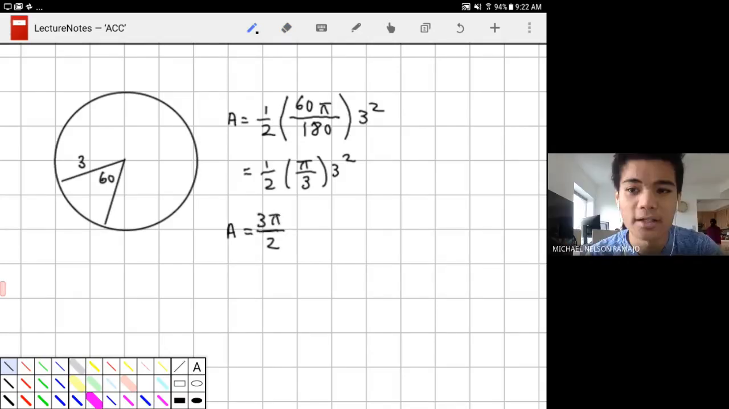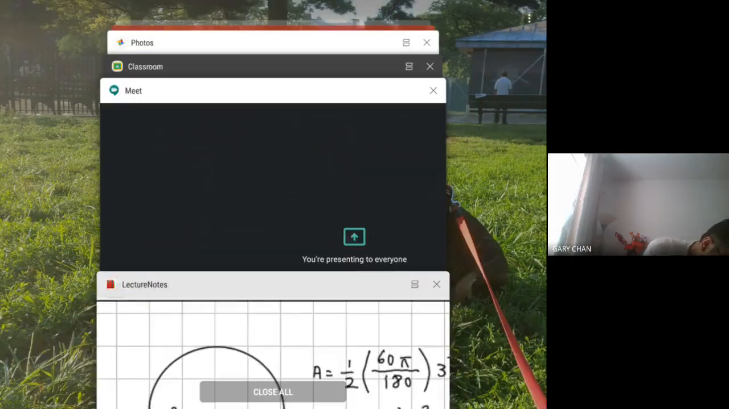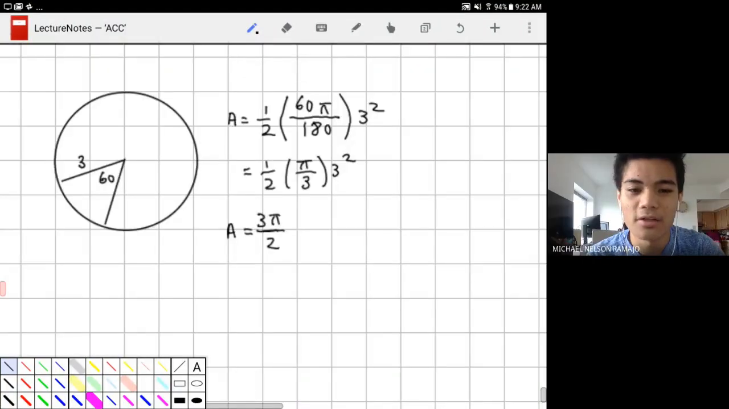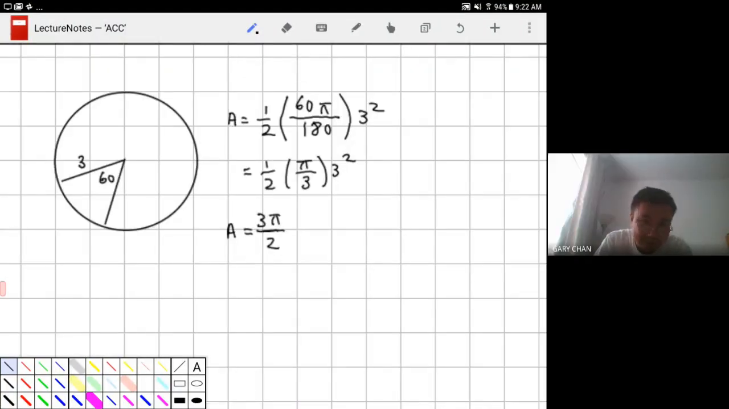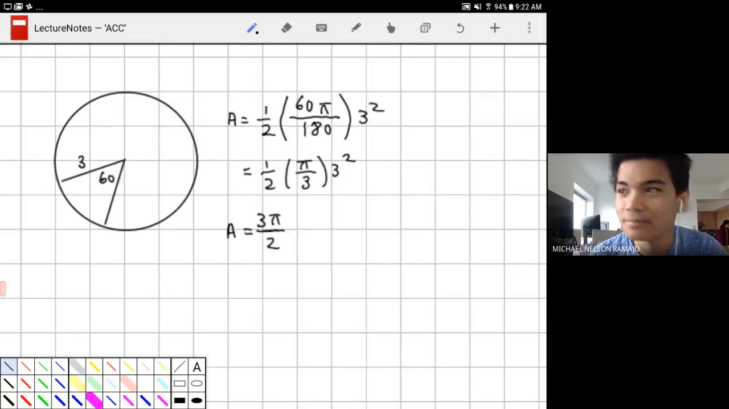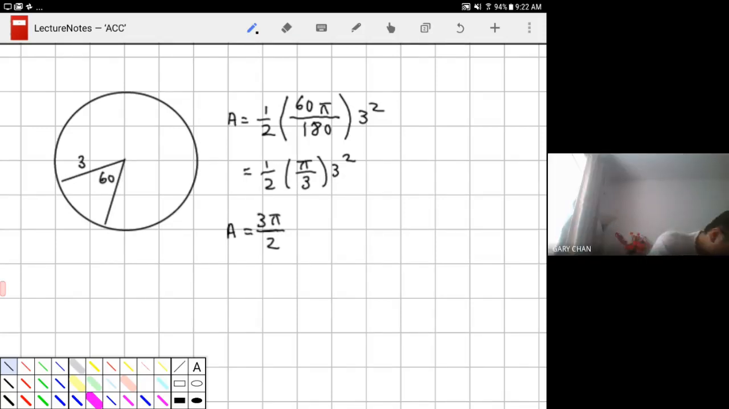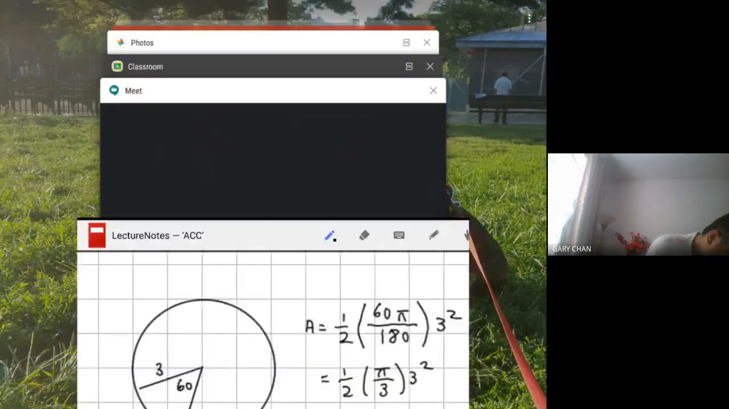So that's the answer? 3 pi over 2? You tell me. Is that the end? Yeah, that is the end. Okay. So I'm going to stop presenting over here, pop back over here, and we're going to enter in 3 pi over 2. Got it.